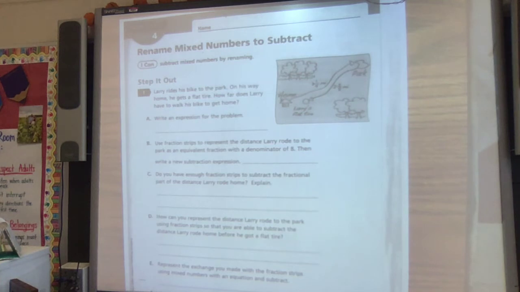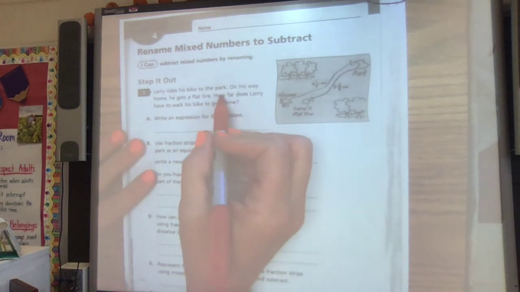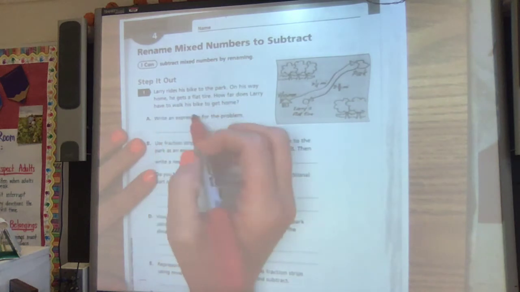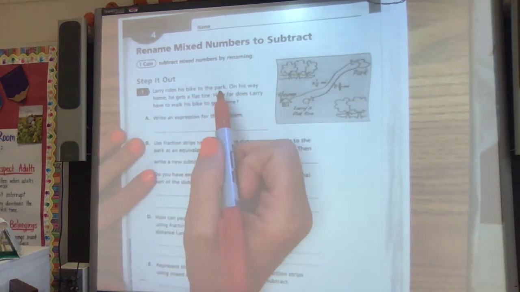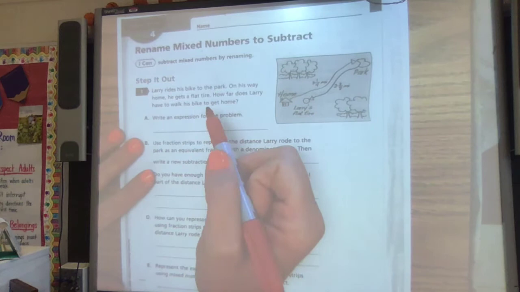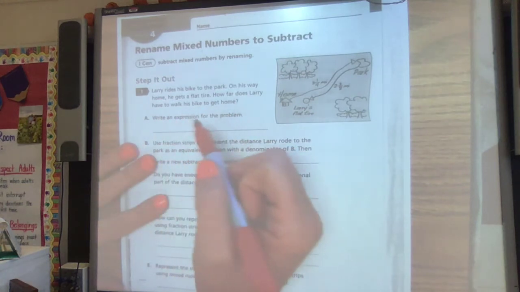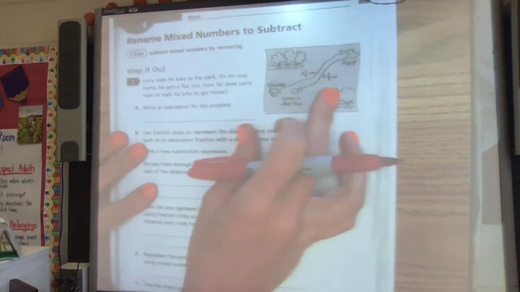All right, so this says Larry rides his bike to the park. On his way home, he gets a flat tire. How far does Larry have to walk to get his bike home? Write an expression for the problem. Okay, let's look at our picture.